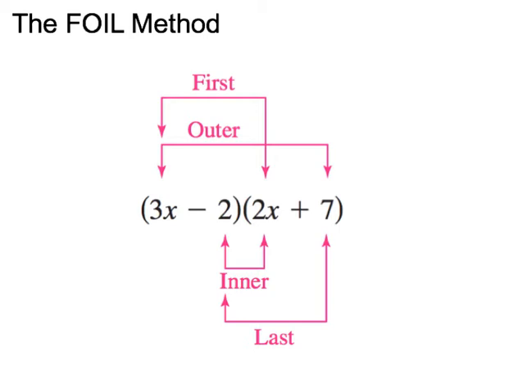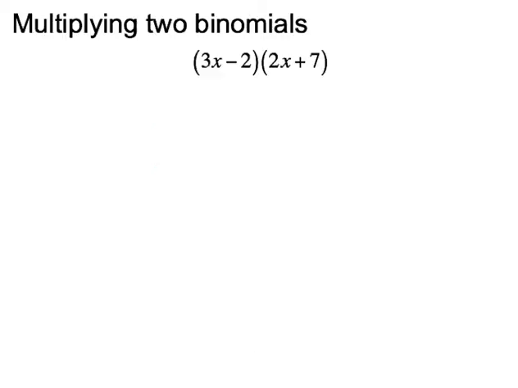So let's take a look at what this looks like. The first thing that we want to do is multiply the first terms. So we have first times first. We're going to take the 3x and multiply that by 2x.